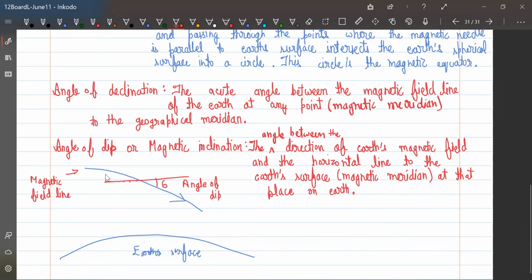So the Earth's magnetism is not parallel to the Earth's surface, it makes some angle with the horizontal. The angle that it makes with the horizontal is called the angle of dip, and the angle of declination is the angle between the magnetic field line of the Earth and the geographical meridian. Geographical meridians are the lines that are drawn on the globe from pole to pole.